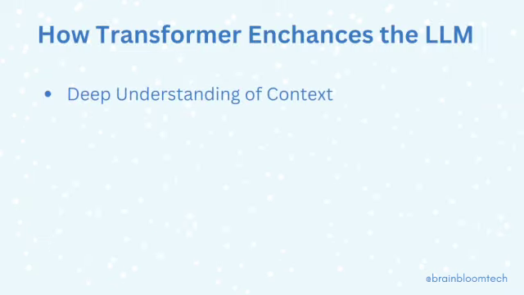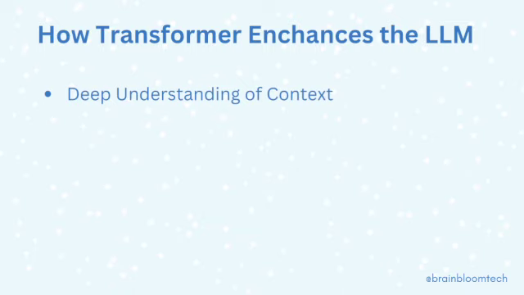Deep understanding of context. Just as a skilled librarian can understand the context of a question and provide insightful answers, the transformer allows the LLM to deeply understand the context of the text. It does this by paying attention to all words in a sentence, no matter how far apart they are, giving the LLM an exceptional ability to grasp the meaning of texts.